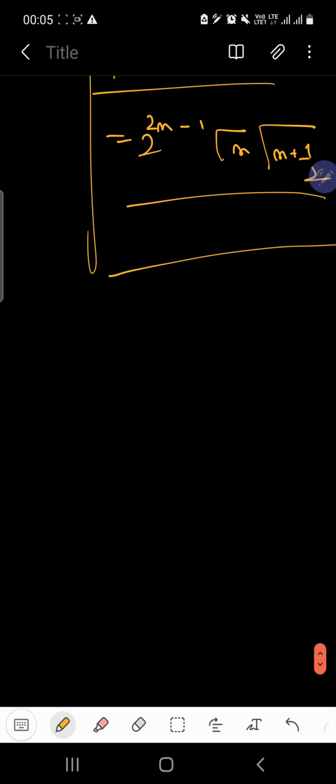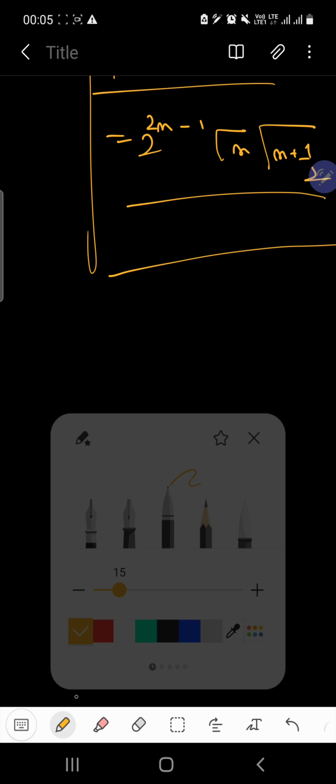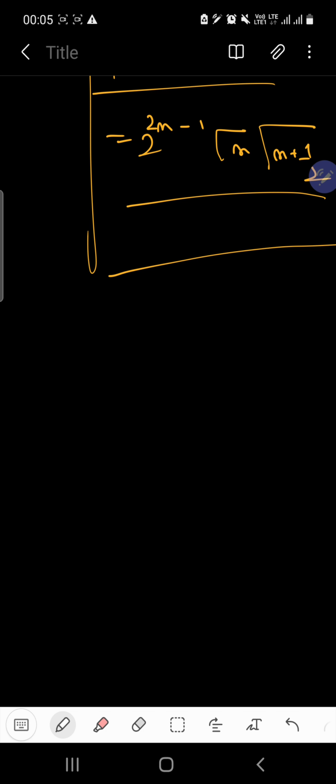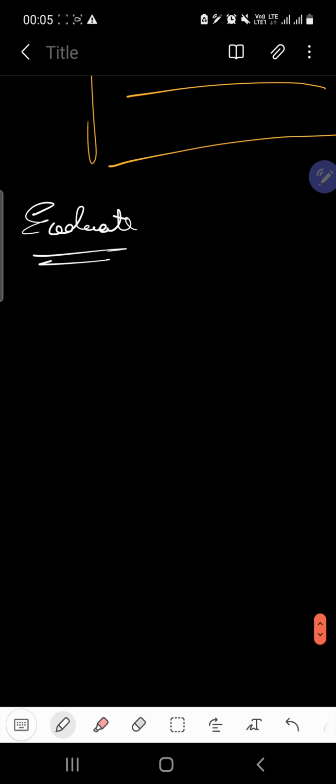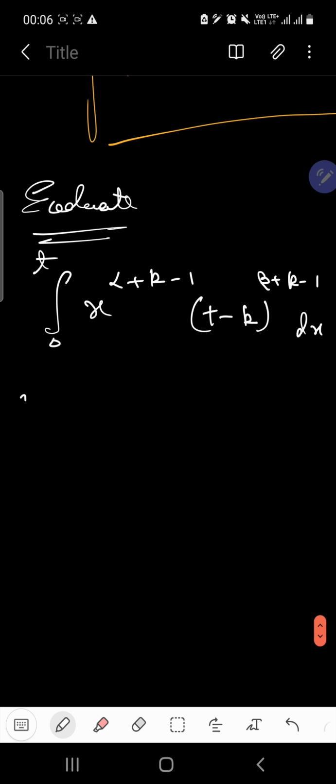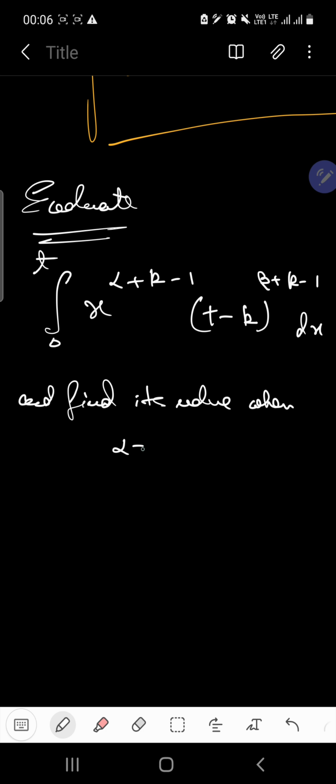Okay, so let us take one more example. Then we will be ending this lecture. So the next example says, let's say, evaluate the integration from 0 to t of x to the power alpha plus k minus 1 times t minus x to the power beta plus k minus 1 dx, and find its value when alpha equals beta equals half.